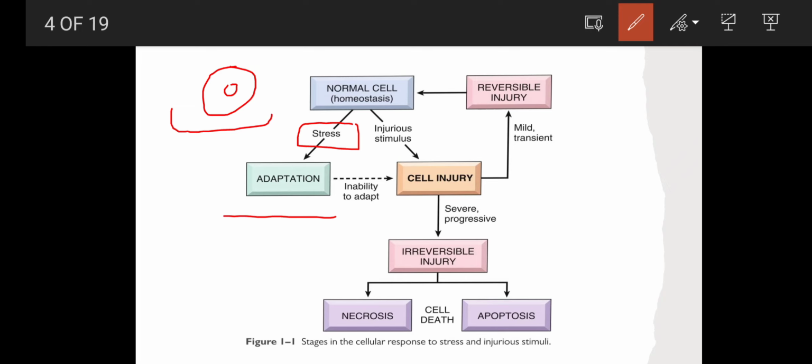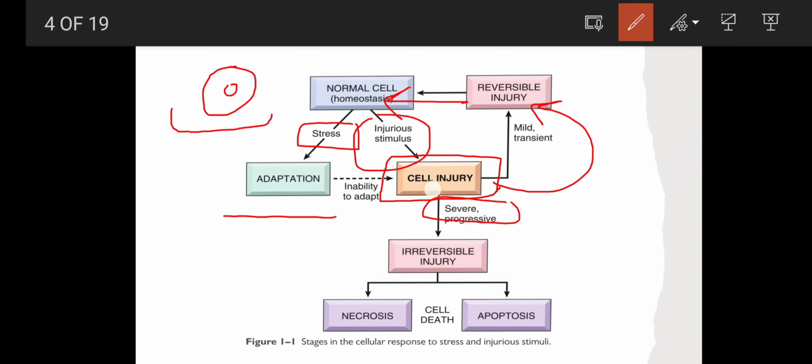And if this cell is unable to adapt, then what will happen? The cell will undergo injury, called cell injury, because this is the injurious stimulus that has been given to the cell. Now this cell injury may be of different types. For example, it can be reversible injury, where it can revert back to the normal state. But sometimes the injury is very severe, and then it becomes irreversible injury.